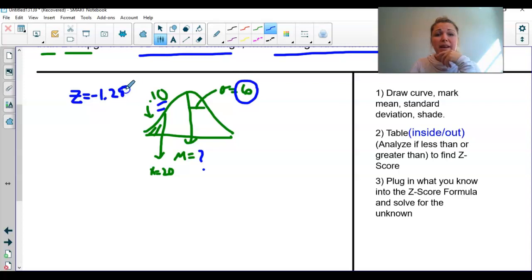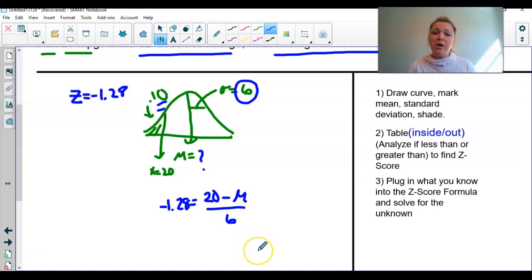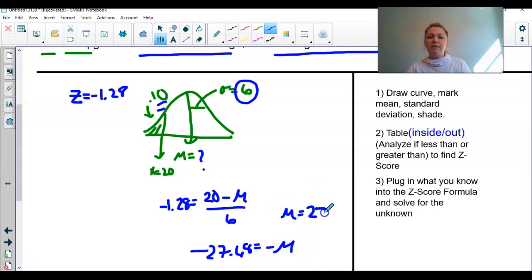Now what I'm going to do, guys, is plug in everything I know. Negative 1.28 is equal to my observation, which I know, minus my mean, which I don't know, divided by my standard deviation. So now I need to solve for mu. I'm going to take negative 1.28 and multiply that by 6. Then to get mu by itself, I need to subtract this 20. Now I'm at negative 27.68, which is equal to negative mu. I divide both sides by negative 1, which means mu is equal to 27.68 miles per gallon.